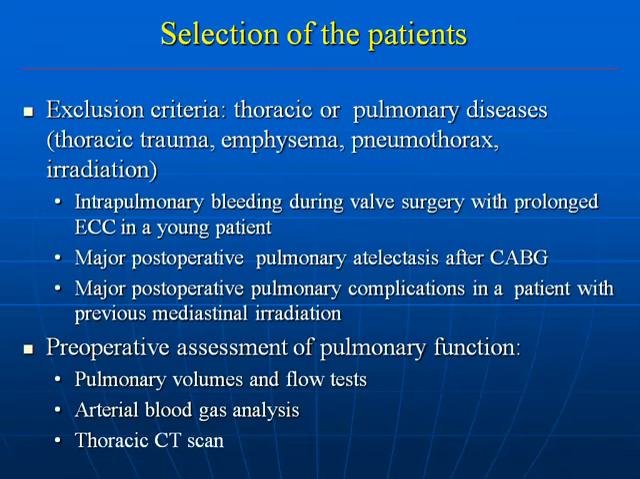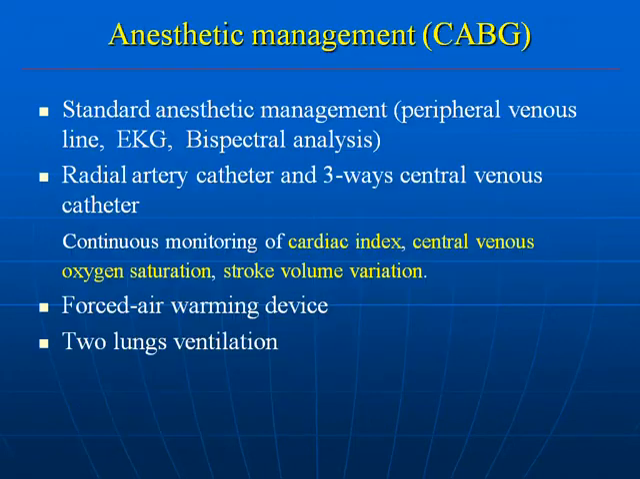We also had a patient with a previous mediastinal irradiation, and that can be a problem because, as you know, there's no really good test for measuring the exchange ventilation in patients that had irradiation. Even though your pulmonary function tests and your blood gas can be normal, some of these patients can be difficult to wean from the ventilator, especially if they had single-lung ventilation. So you have to be very careful. If the patient was irradiated, it's probably better to do a sternotomy. So again, we do pulmonary volume and flow tests in all these patients, arterial blood gases, and thoracic CT scan.